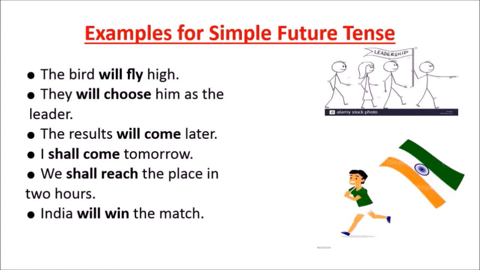So look at the next example. India will win the match. So someone is telling it for very sure. Okay, India will win the match. So someone is believing that India will win the match. That's why it is said that India will win the match. So it is for sure. Clear? Yes.